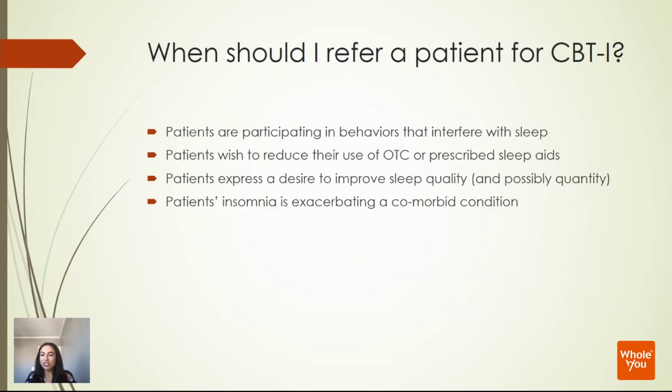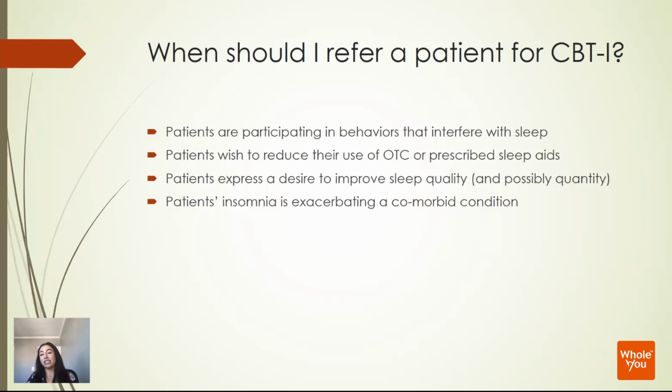So, when should you refer a patient for CBTI? I think there are a few different things to be looking for. If patients are participating in behaviors that interfere with sleep, so if you have your ear open and you're able to hear about anything that might be getting in their way, that would make a good referral.